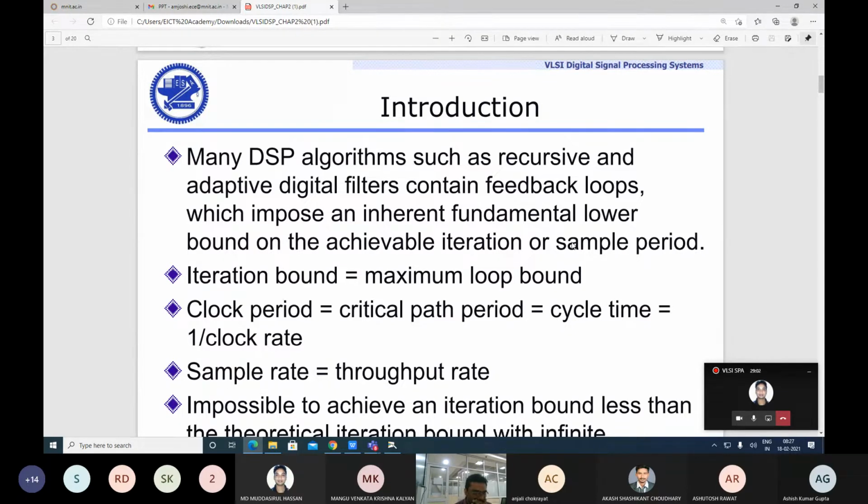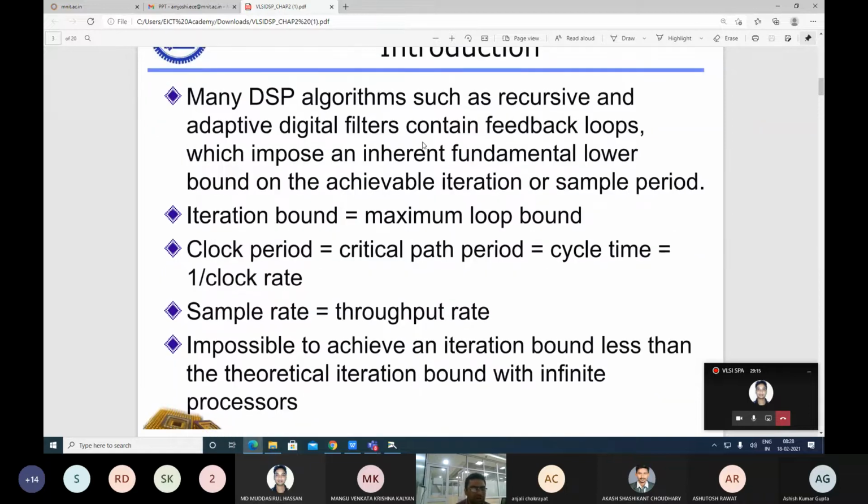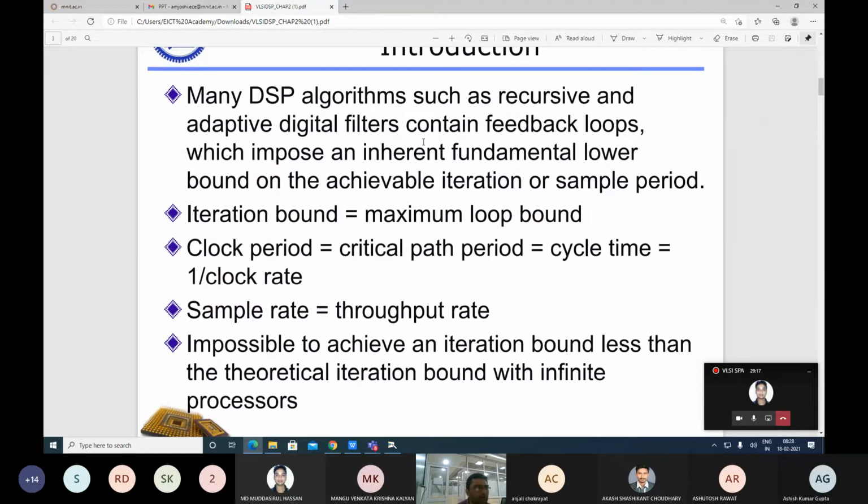Now, sampling rate or throughput means the number of samples, or number of outputs, generated per second. We will discuss this concept more clearly when we talk about the next topic, pipelining and parallel processing. But consider right now that throughput is the number of outputs generated per second.